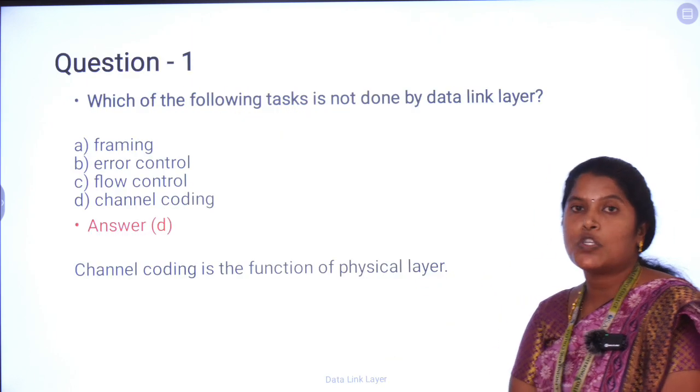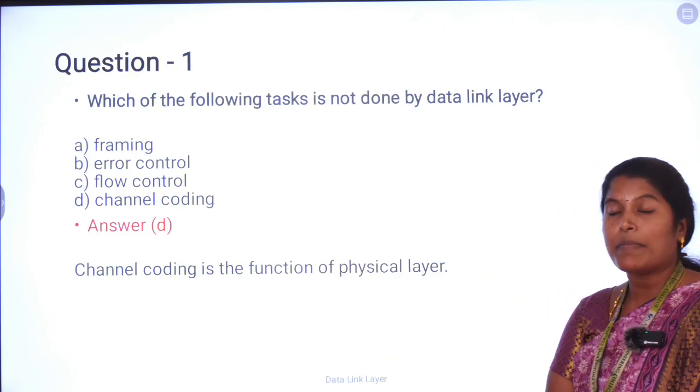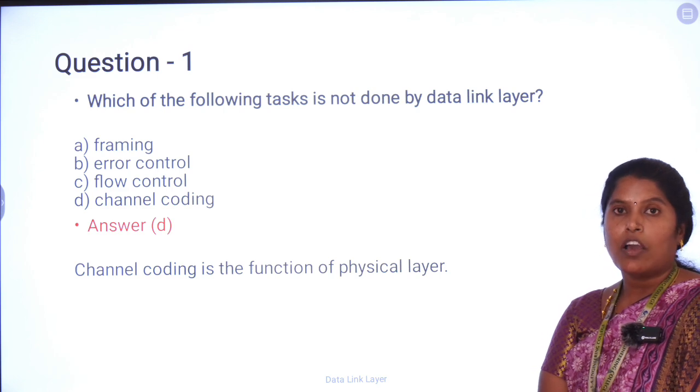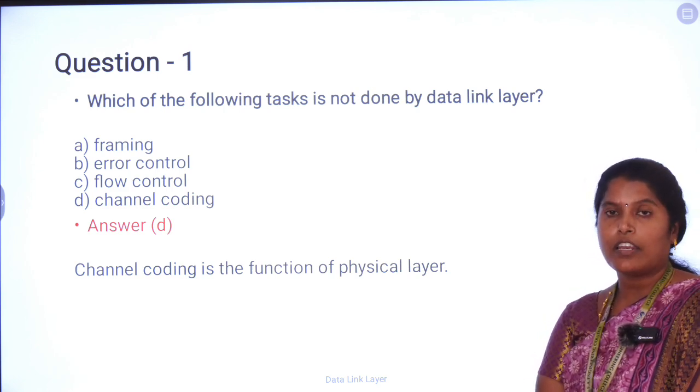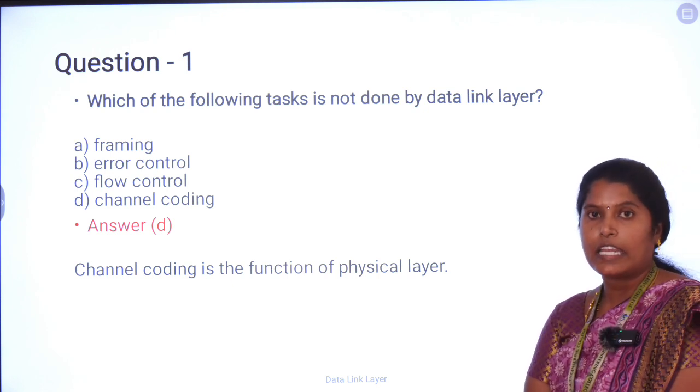There are some issues that may occur in the data link layer. They are service provided to the network layer, framing, error control and flow control. So these issues have to be addressed in the data link layer.